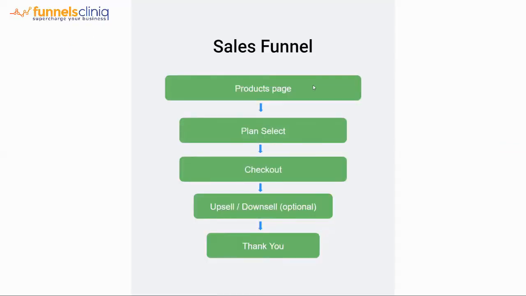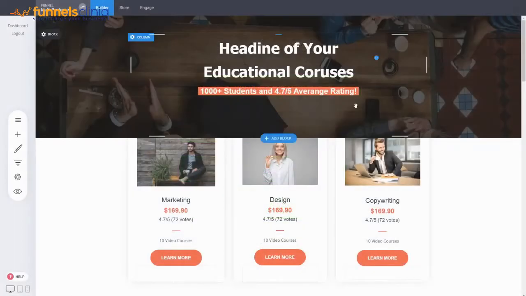So what is the whole process? Again, just a normal sales funnel. We'll also, like I said, be looking into a plan select type of page as well, checkout, upsell and downsell, and a thank you page where they can take another action as well. So let's go inside the system and let's build our first subscription type of funnel.